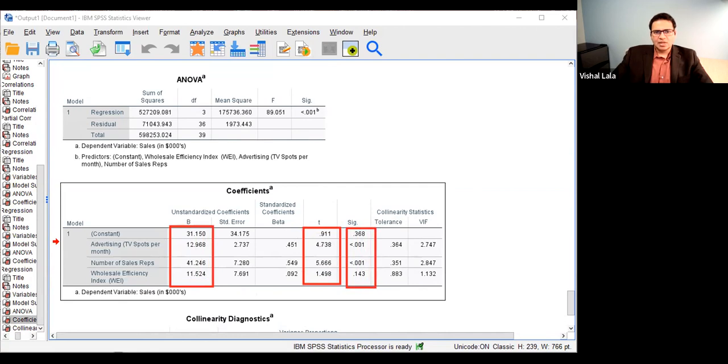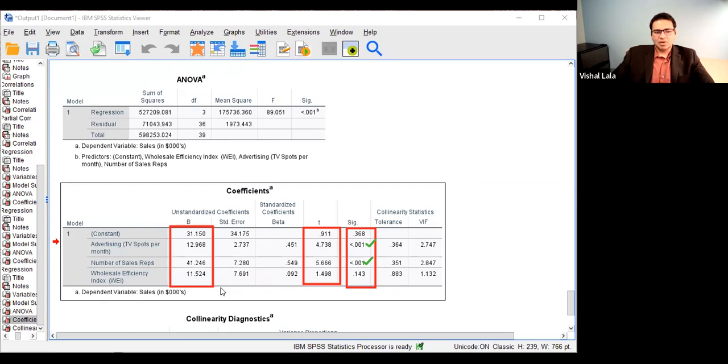As you look at these statistics, you can notice here for advertising, 12.968 is the coefficient. The t-statistic is 4.738, and importantly, the p-value is less than 0.05, and therefore significant. One should be fairly comfortable now rejecting the null hypothesis that advertising does not influence sales. Similarly, looking at number of sales reps, the B is 41.246 and the t is 5.666. Importantly, the p-value is less than 0.05, telling us number of sales reps is also a significant predictor of sales.